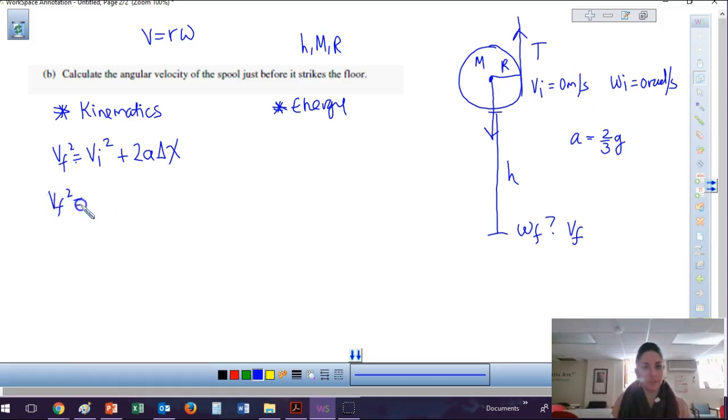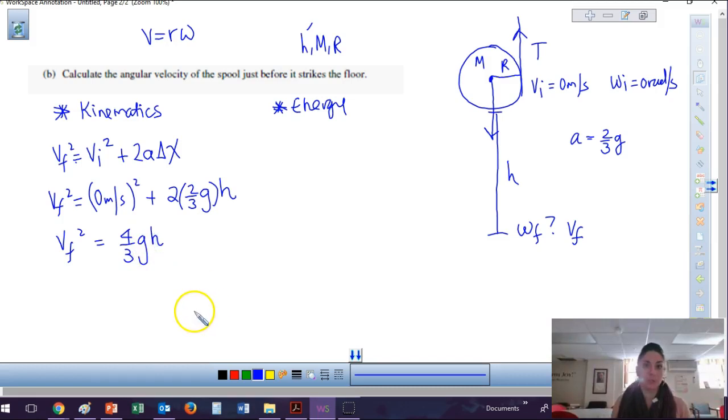So this is what it's going to look like. My final velocity squared is going to be the initial velocity squared, which is 0, so this whole term drops out, plus 2 times my acceleration, which is 2/3 g, times h. Let me rewrite this so it's nicer. Velocity squared is equal to 4/3 g h. Now this is squared, so I'd have to square root it to get the answer. But first, I'm going to transpose this linear velocity into angular.